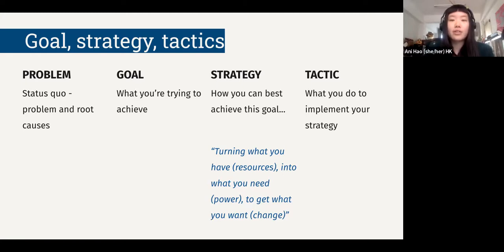So we can summarize our strategy in this sentence: turning what you have, all the resources that you have available to you through your own organization, through your own personal network, through your wider networks, through your organizational networks, includes money, people, time, technology, languages, food, art, so many different types of resources that we have available to us, into what you need, building collective power, people powered, in our campaign approach, to get what you want, right? Which is a change in this situation, which is changing the problem.